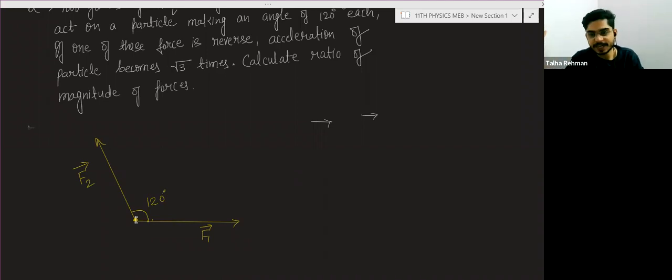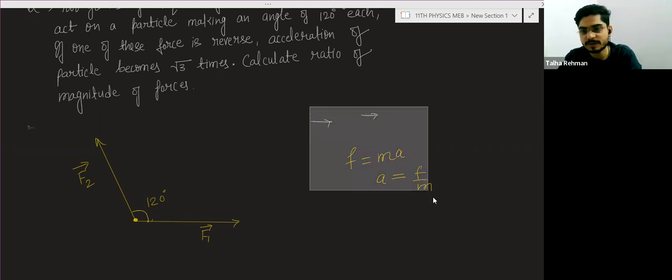There will be some resultant of the force. And due to the force, what will happen? Mass into acceleration. There will be some acceleration of the particle. As this force is acting on this side, and this force is acting on this side, there will be some resultant force. Suppose this is your resultant force, and resultant force is equal to mass into acceleration, Newton's second law. So due to the force, there will be acceleration in the particle.